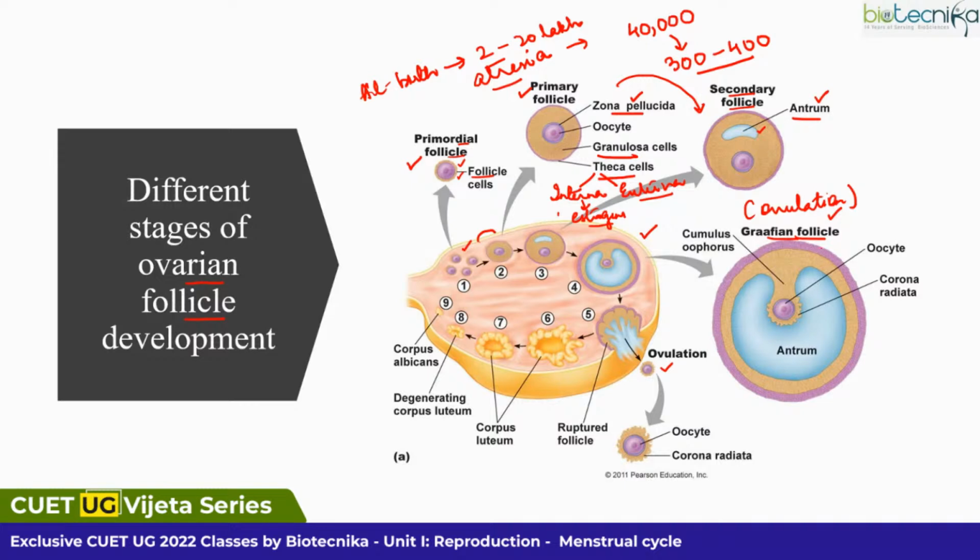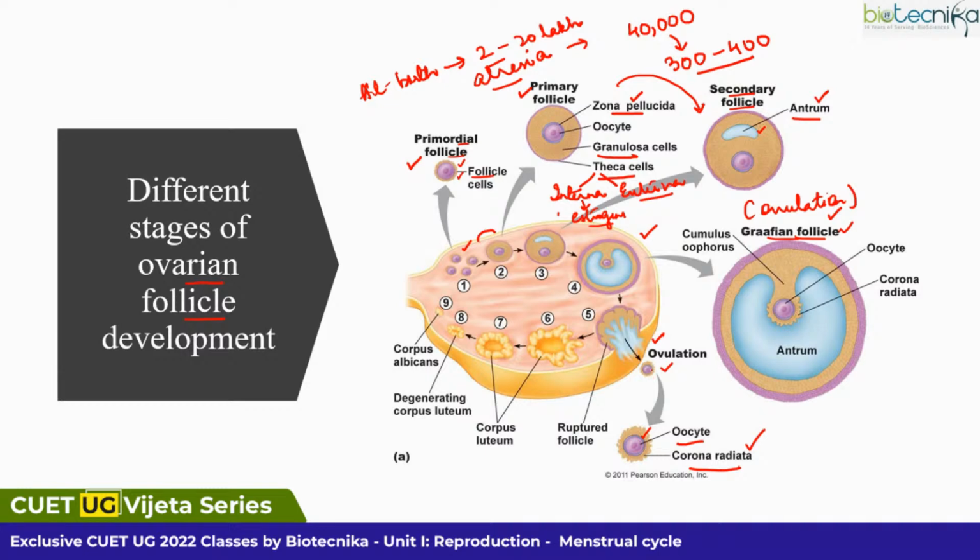So what is the characteristic of the Graafian follicle? It is the stage where you can see that the antrum size increases, the cavity becomes much larger. This is the stage where ovulation takes place and the oocyte is released. Another important characteristic is that the oocyte is surrounded by a layer of granulosa cells along with the zona pellucida. It has a brown layer of cells that you can see, known as corona radiata, right?